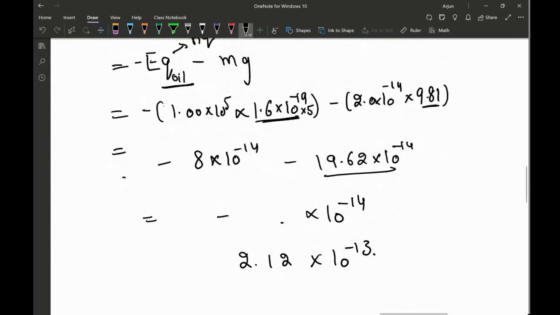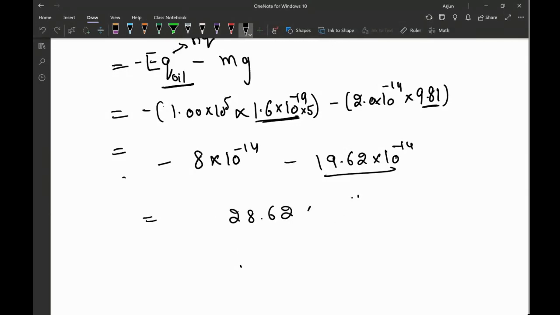I've showed you the calculation. This will come out to be 28 point something 62, something like this, times 10 to the negative 14, and this is going to move to the other side. So it's 2.8 times 10 raised to the power negative 13.